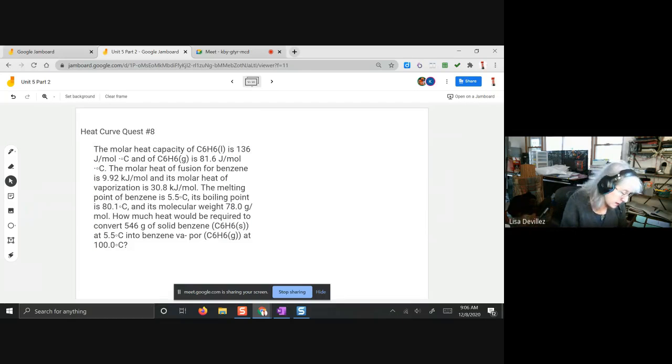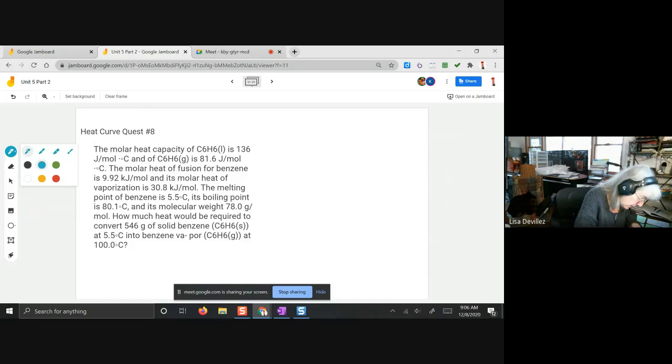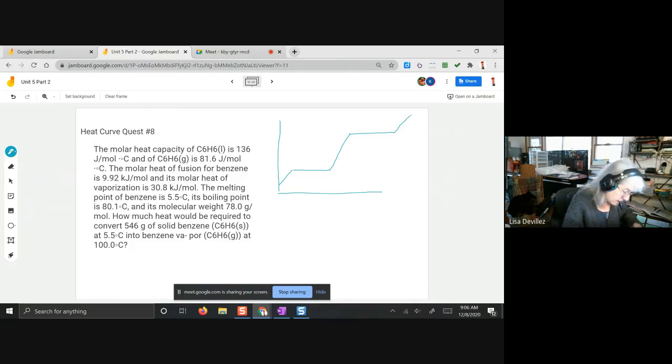Molar heat capacity of the liquid. It's giving me joules per mole degrees Celsius for the liquid and the gas, and the melting and the vaporization. So first off, let's get that out of those sentences and into something a little easier to work with. So this is my curve.